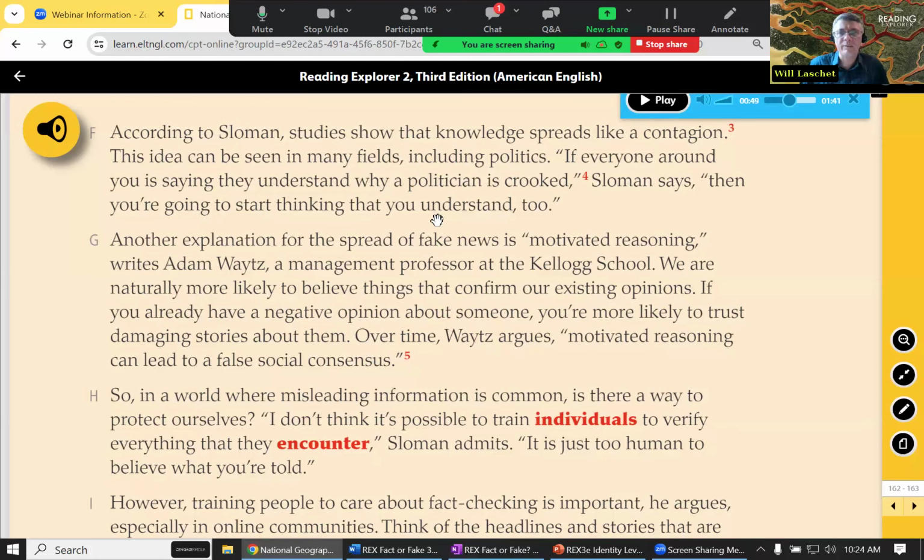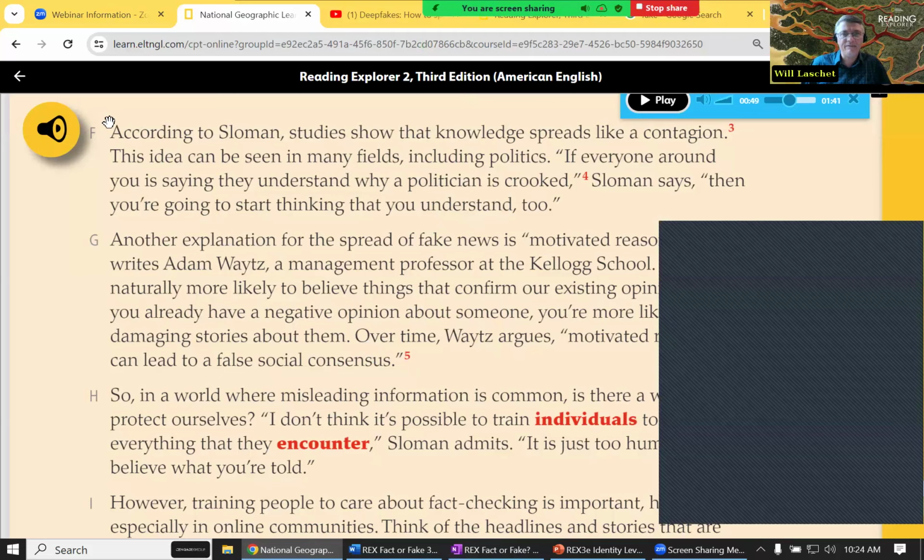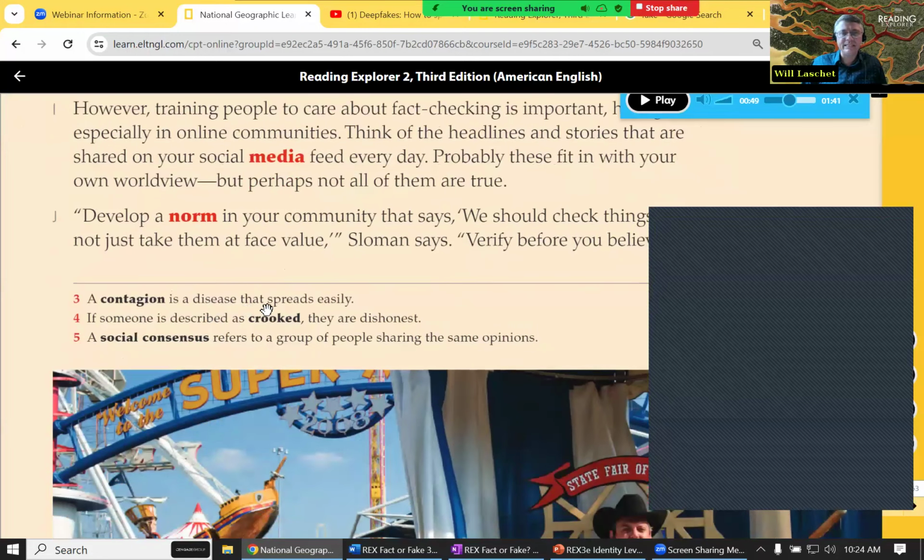Okay, so let's have a look at here. We've got 2 other reasons why we believe things which are not real. So let's have a look in paragraph F here. And they say here that studies show knowledge spreads like a contagion. Okay. Can anyone tell me what this word means, contagion? So spread means travel, or move. And what about contagion? Can anyone tell me what that means? So it's a disease that spreads. Yeah, person to person is a great way of explaining it. A disease that spreads easily.